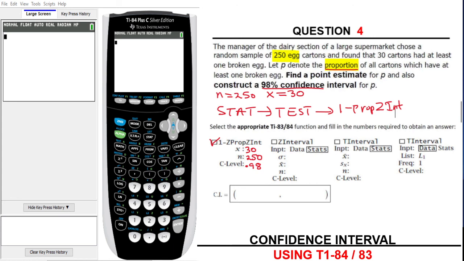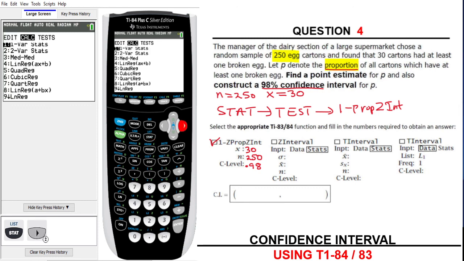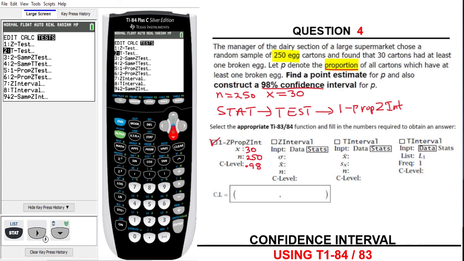All right, so why don't we go and do that? Okay, so let's see. We select Start, followed by Test. And then we're going to select 1-PropZInt. Now be careful not to select 1-PropZTest. This is a confidence interval, so whatever you select is Int.